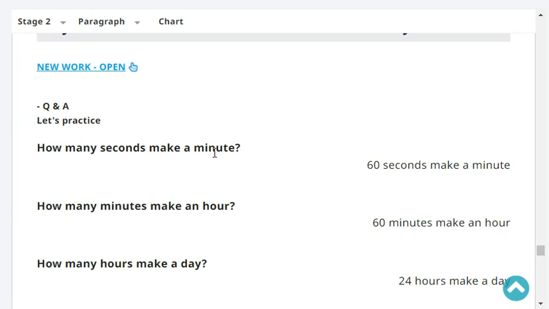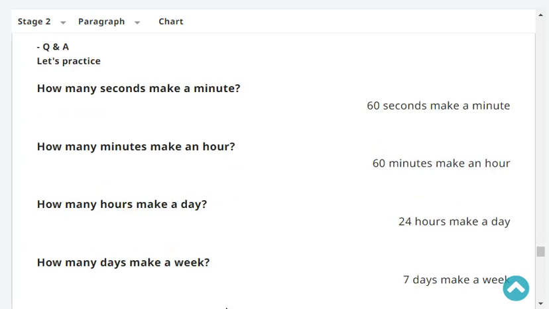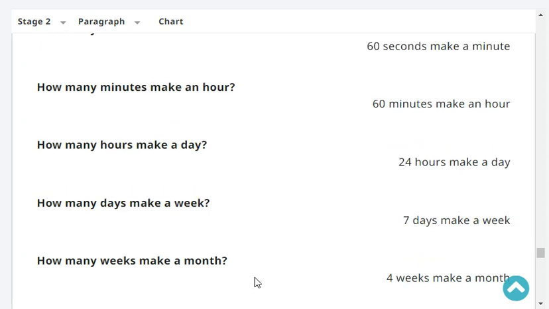How many seconds make a minute? 60 seconds make a minute. How many minutes make an hour? 60 minutes make an hour. How many hours make a day? 24 hours make a day. How many days make a week?